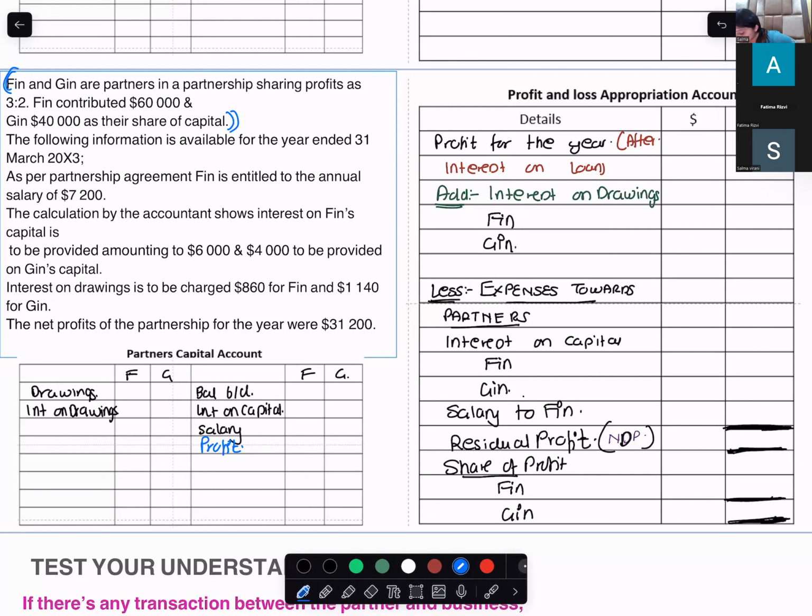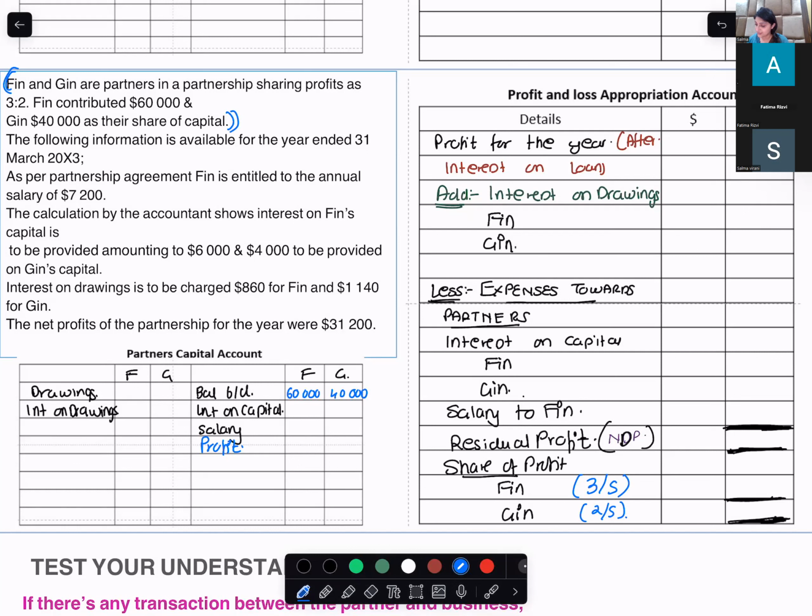Finn and Gin are partners in a partnership, sharing profits as 3:2. That means 3/5 for Finn and 2/5 for Gin. Okay, what is the Finn balance? Finn contributes 60,000 and Gin 40,000 as their share of capital. Okay, so Finn how much? 60,000 and Gin 40,000.